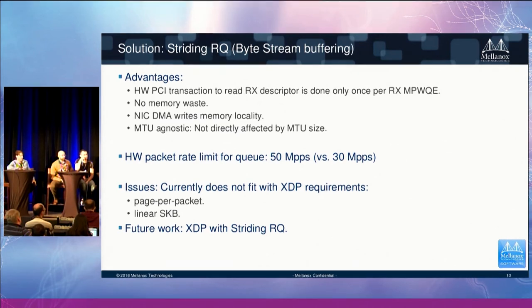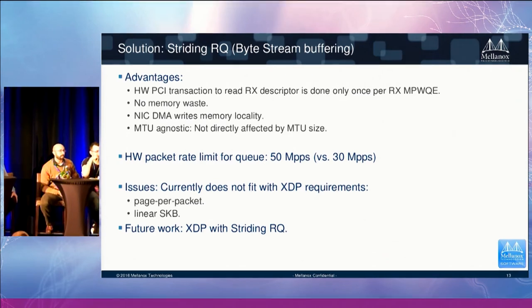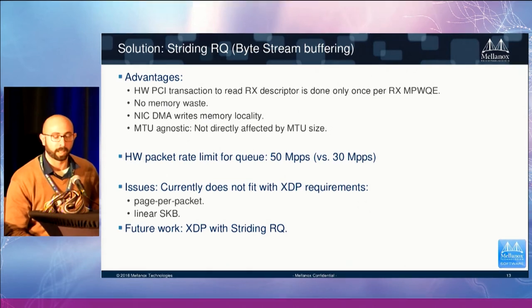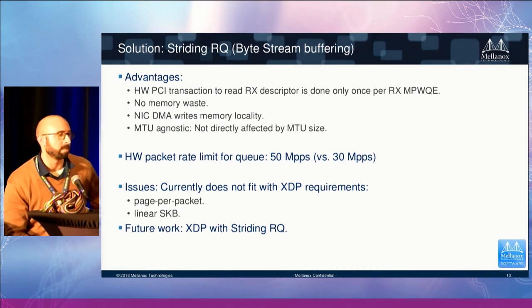Among the advantages is that the PCI transaction to read the RX descriptor is now done only once per a large multi-packet WQE and not per packet. We waste much less memory. We get higher locality in the DMA writes. We are not directly affected by the MTU size.